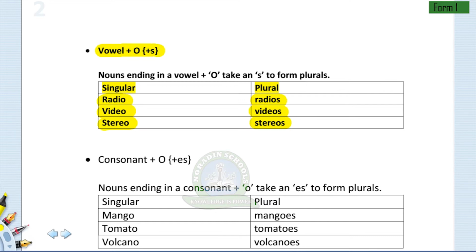But if you have a consonant letter or a consonant sound before the o, you add es. You add es. For example, mango. Now, before the o, we have a consonant n. We do not have a vowel here. Therefore, we add es. Mango, mangoes.